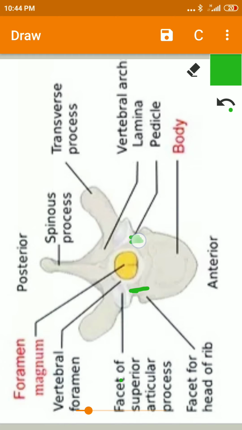processes that pass backward from the junction of the lateral and posterior surfaces of the body. This pedicle runs backward. It possesses 2 surfaces and 4 borders. So what are the surfaces? It has a medial surface and a lateral surface. The medial forms the boundary for the vertebral foramen, and the lateral one is free and rough.